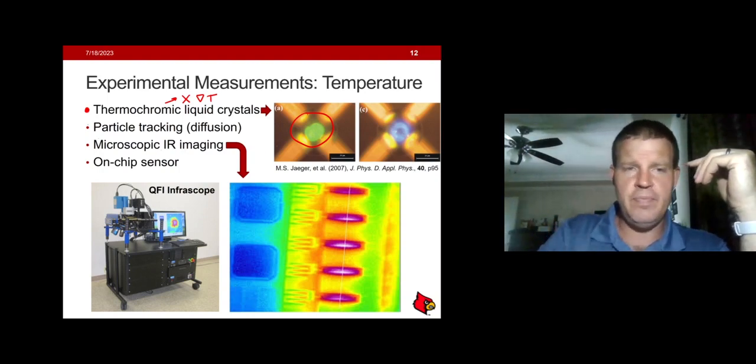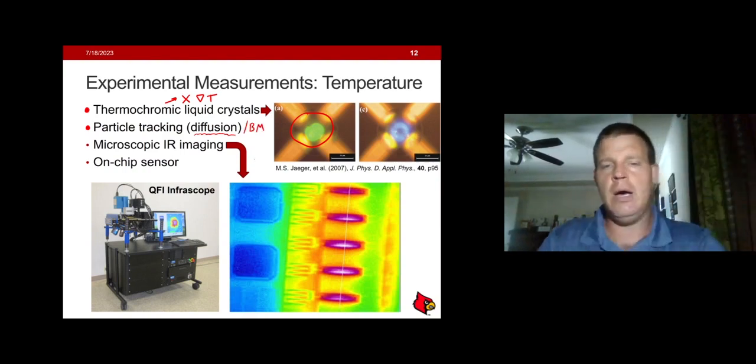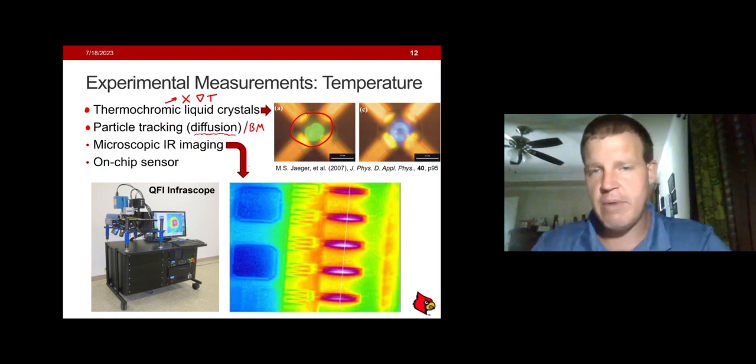Another thing you could do is particle tracking, and then from tracking you can look at the diffusion, also Brownian motion. You can look at the Brownian motion and random motion of the particles, and then from that you can deduce what the temperature is that they are suspended in.